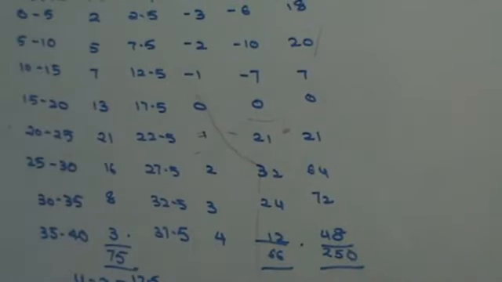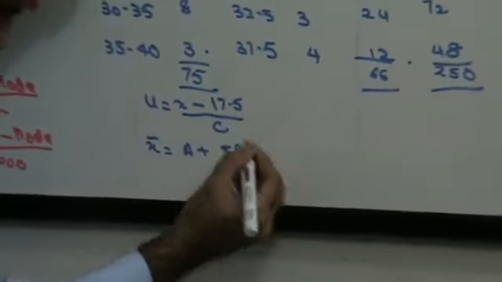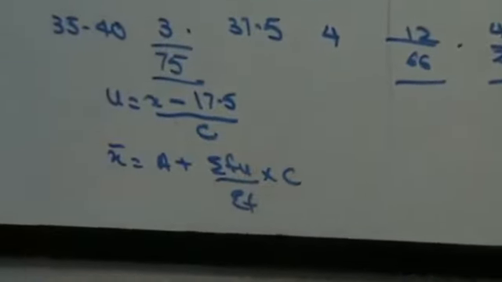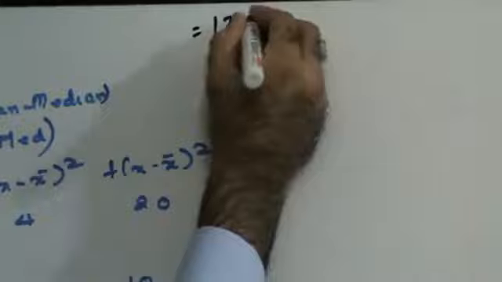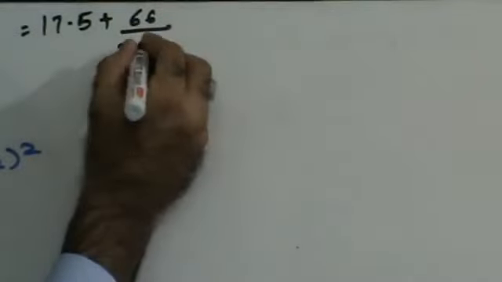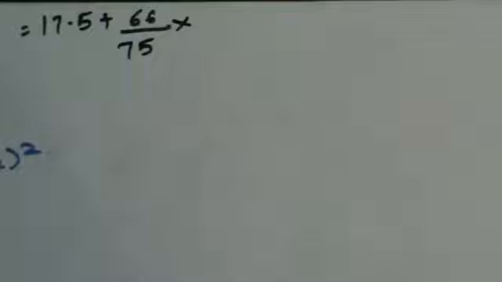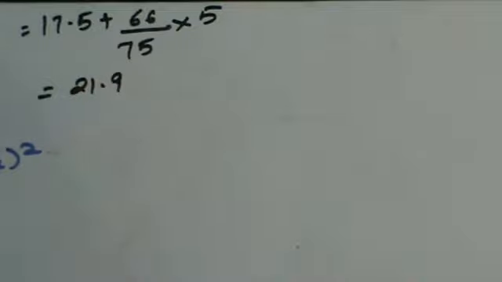Let's first find out mean. Mean is assumed mean plus sigma fu upon sigma f into c, right? So in that case, this is going to be equal to: assumed mean is 17.5 plus sigma fu, the addition of fu column is 66, divided by sigma f 75, into c, class length 5, right? So when you solve this, this will come to 21.9.